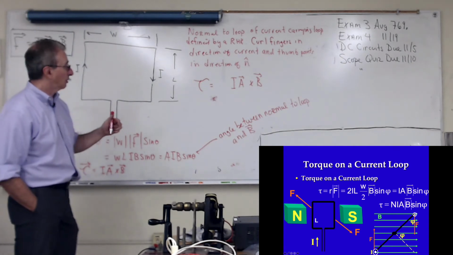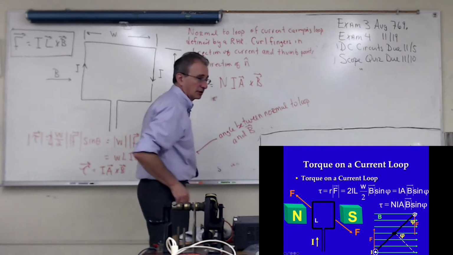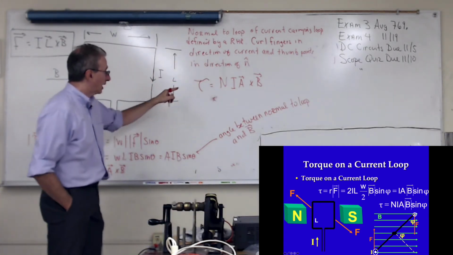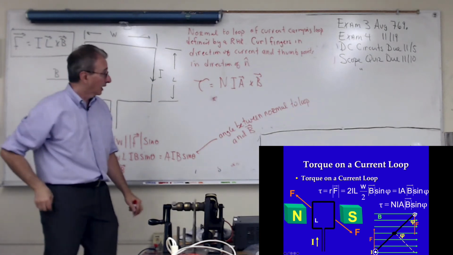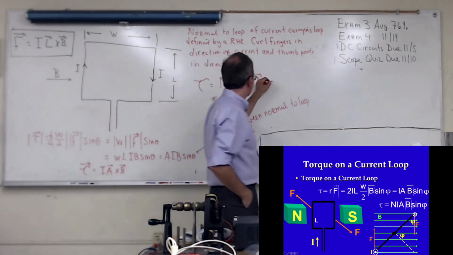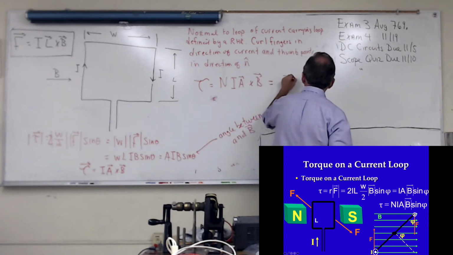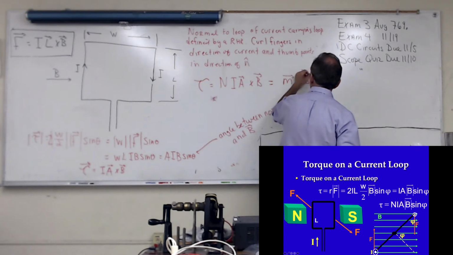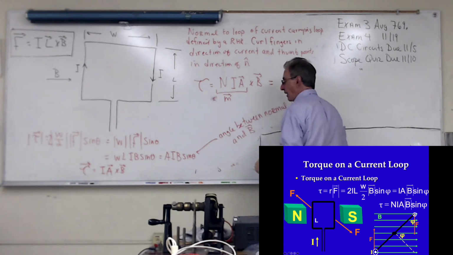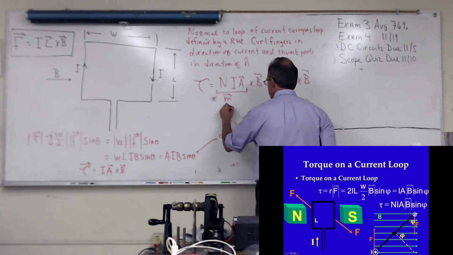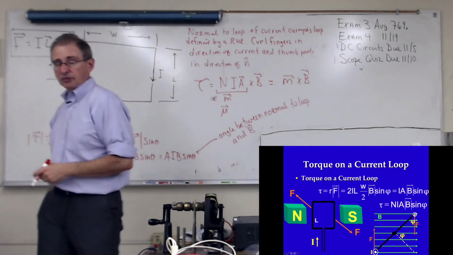Yeah. So I should also include something that takes into account the number of turns in my loop. So n is a number of turns. And we define this product as the magnetic dipole moment. So this thing is the magnetic dipole moment. It's denoted by the letter m or the Greek letter mu. And it's the analog of the electric dipole moment.